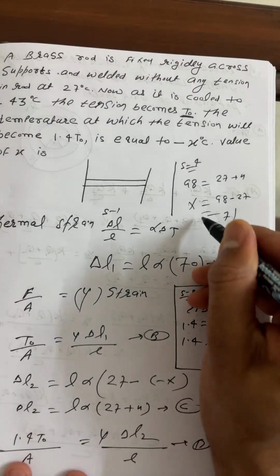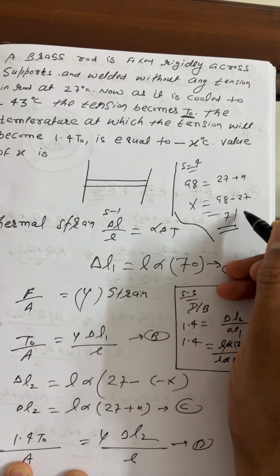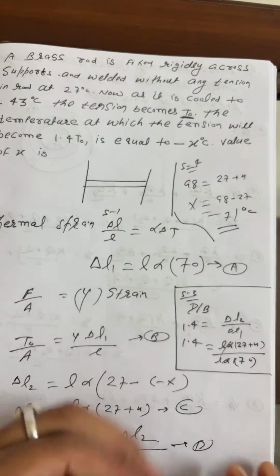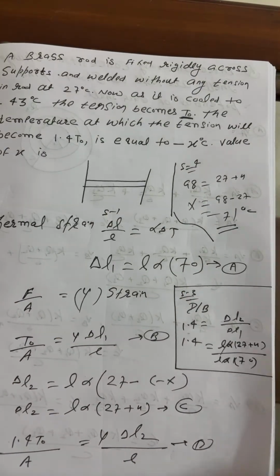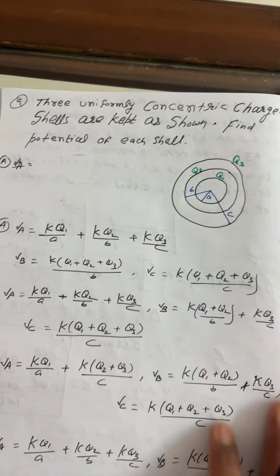So beta, what's your answer? You need to write your answer, student, in the paper. This is 71. Minus sign already I have taken. Minus students, already I have taken. Right, my dear? Okay.